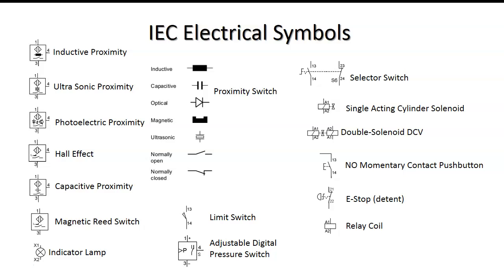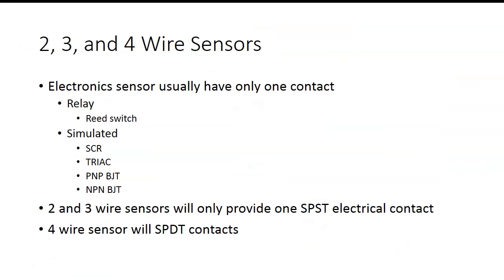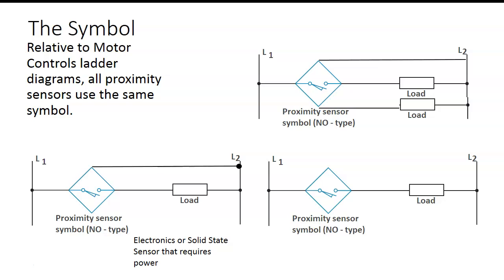In programmable logic controllers, we have symbols that represent what type of switch it is. So up here, is this a photoelectric sensor? Is it an inductive sensor? Is it a capacitive sensor? Is it a pressure sensor? We don't know, because in motor control, the generic symbol for a sensor is just a diamond shape.